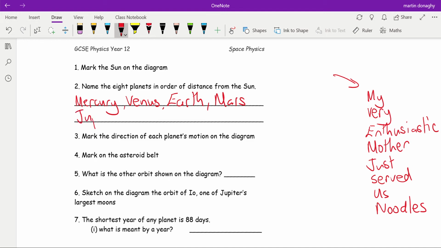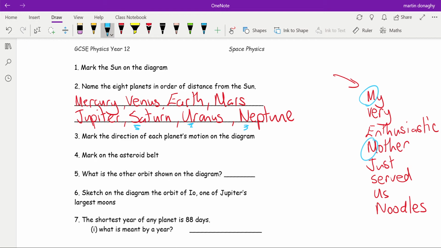Then we have Jupiter, Saturn, Uranus, and Neptune. Another way of keeping yourself right is our solar system starts off with the sun in the center and it ends with SUN, the sun as well. Key thing to be careful for here is you have 2 M's, you need to know which way round they are. So Mercury is the closest planet to the sun.